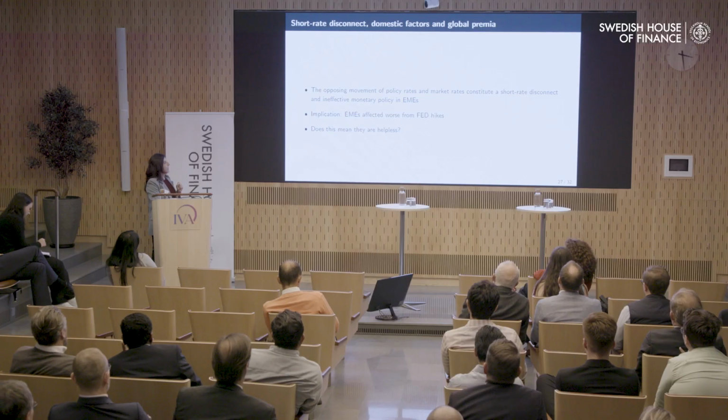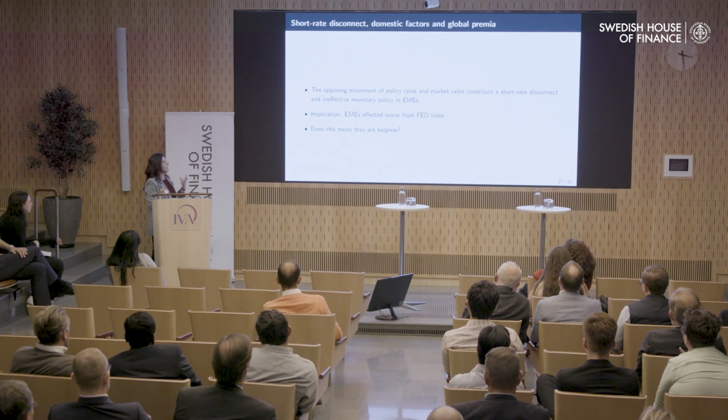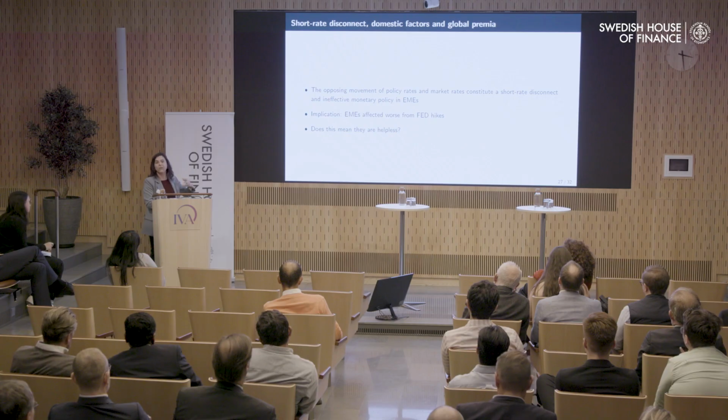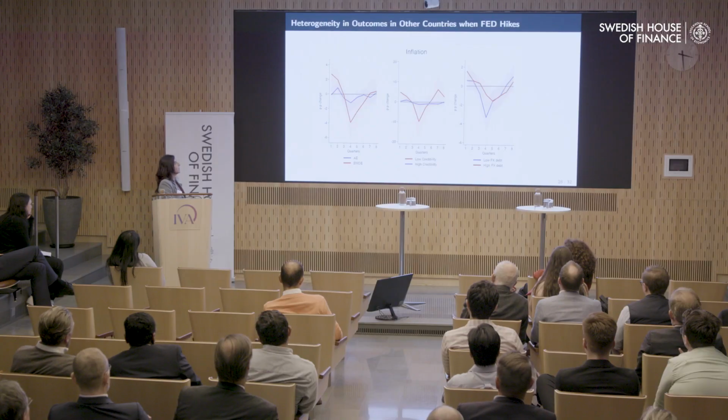Final slide. So what does it mean? The opposing movement in the policy rate and the short-term market rates means emerging markets are affected worse from Fed hikes, and their monetary policy is not enough to counteract the Fed hikes. Does this mean they are helpless? No, they are not helpless. This brings me to the role of policy credibility and the balance sheets.